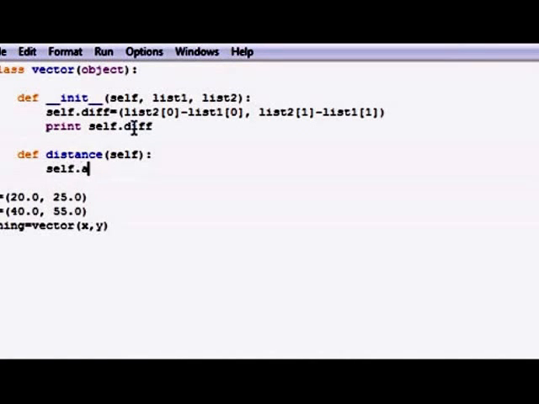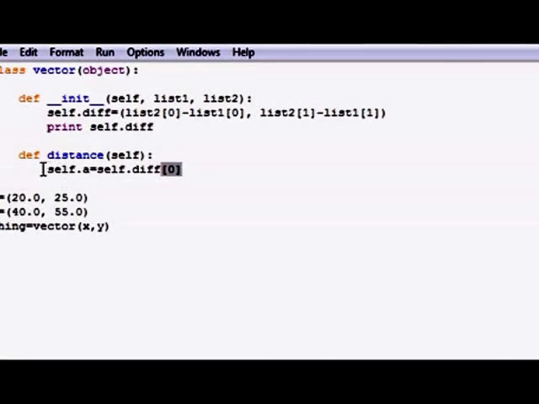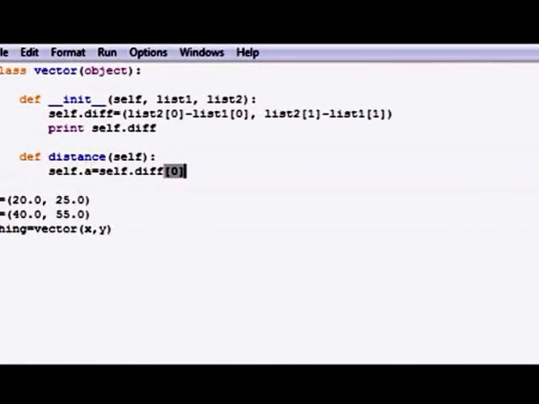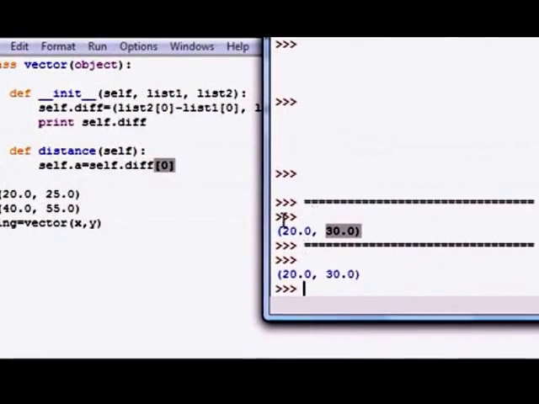Self.a, this is equal to self.diff[0], since this is equal to this coordinate minus this coordinate. So right now self.a is going to equal 20, because remember, here's the list I was talking about. This list is self.diff. So self.a is going to be equal to the first item in it, which is 20, and self.b I'm going to make equal to this item, which is 30.